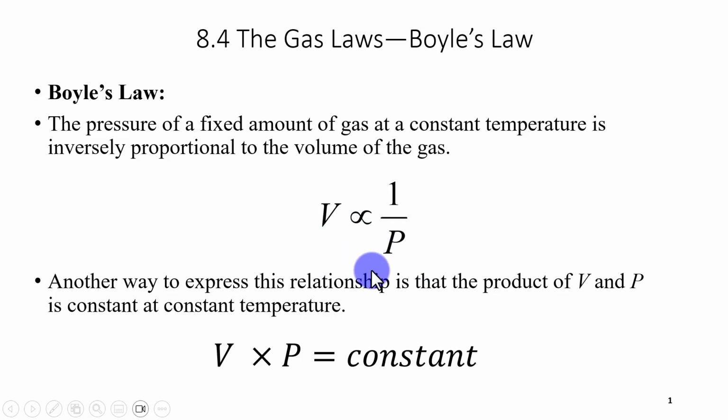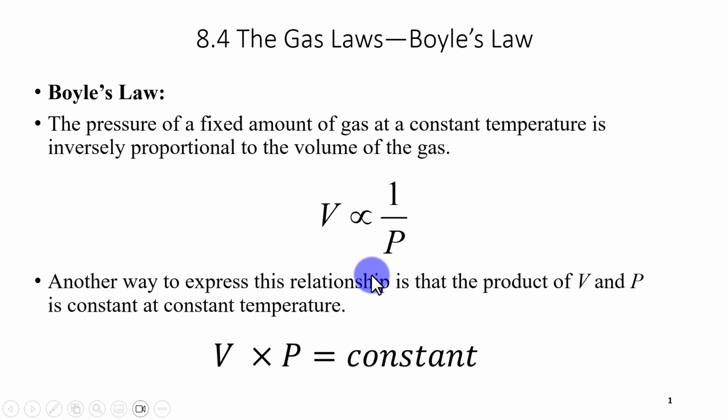So this is the relationship mathematically. Volume is related to 1 over pressure. This means inversely related, 1 over pressure. So whatever the variable is, in this case pressure, this is inversely related.